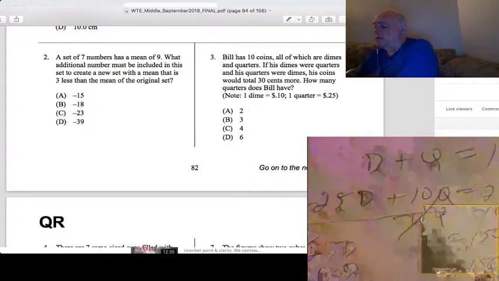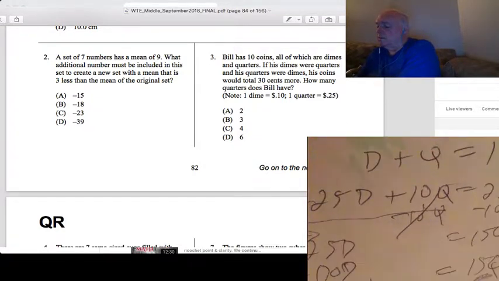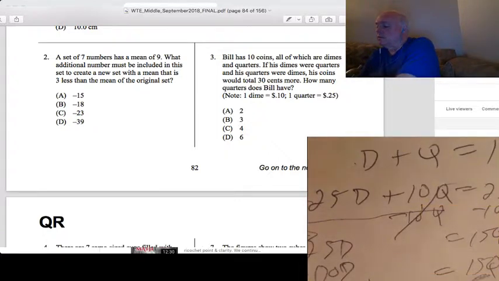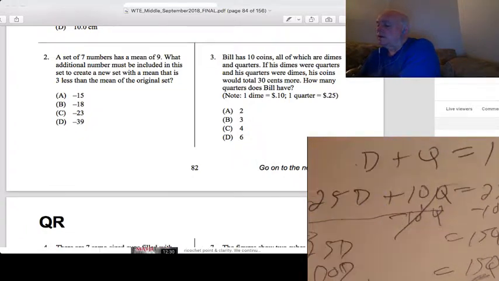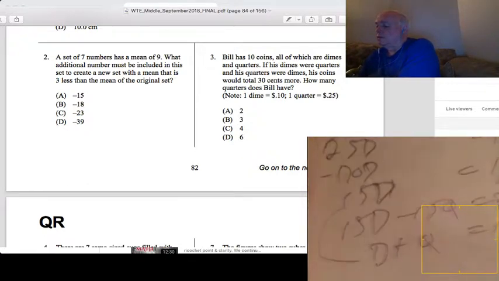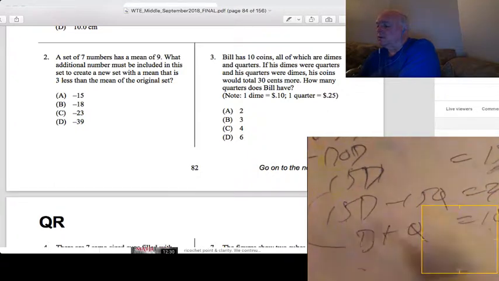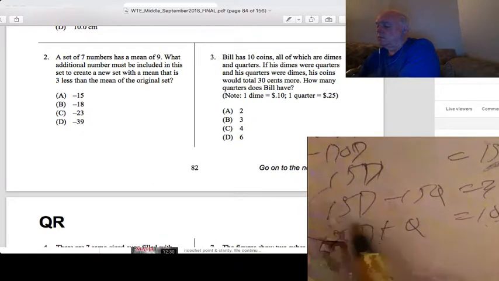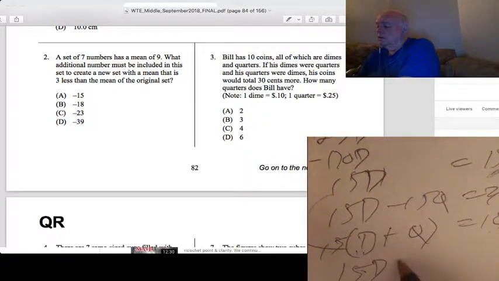If we bring back the original line here, let me rewrite it here. D plus Q equals 10. What we need to do is solve these two equations simultaneously. So what we're going to do is multiply the second equation on both sides, because what you do to one side, you have to do to the other, by 15. Multiply this by 15 here. Multiply this by 15 here. So we get 15D plus 15Q equals 150.